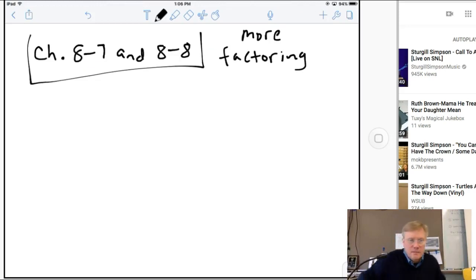Okay, hi. Today I'm going to be covering more factoring with you guys. This is chapter 8-7 and 8-8. I'm going to kind of put them together into one lesson here. All right, so the first thing is I wanted to talk about a difference of two squares.